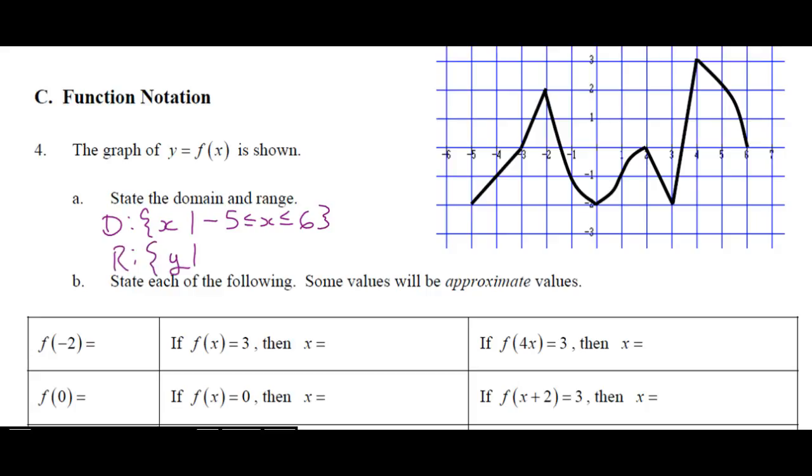Set of all y such that, so what's the low? -2 to 3, so -2 is less than or equal to y, which is less than or equal to 3.